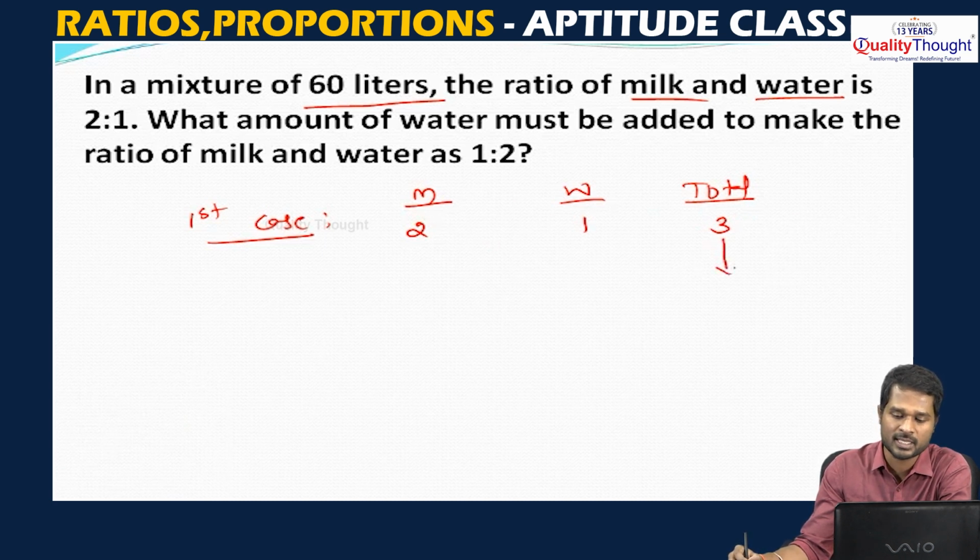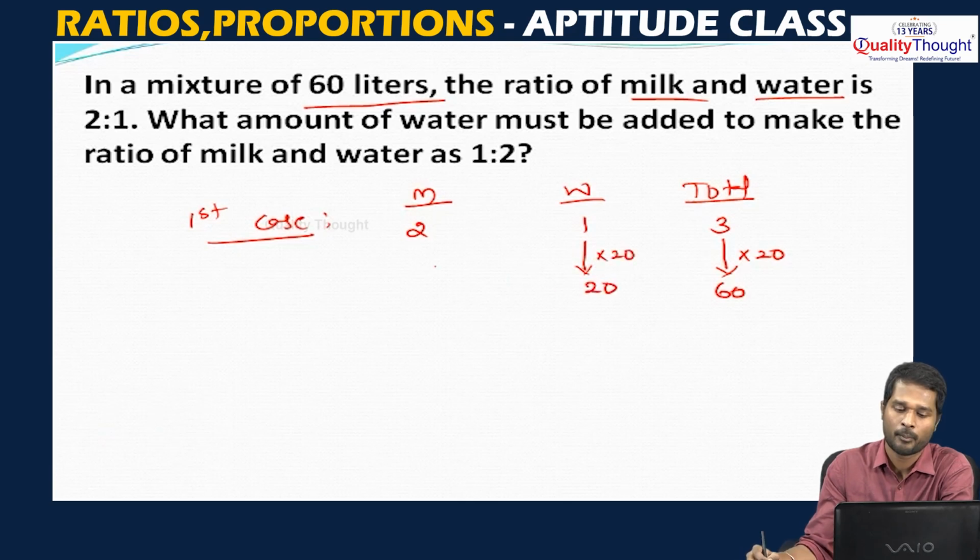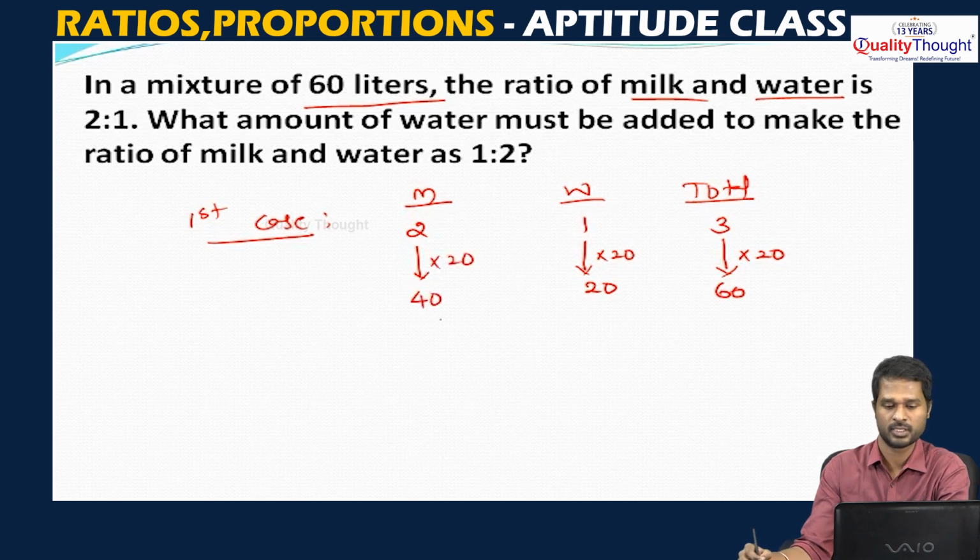But this 3 has become how many? 60 liters. This 3 has become 60 liters. That means this 3 is being multiplied by 20. So 3 20s are 60. So multiply the water part also with 20. 1 into 20 is 20. Multiply the milk also with 20. So 2 into 20 is 40. See, from a total of 60 liters, there is milk 40 liters and water 20 liters.